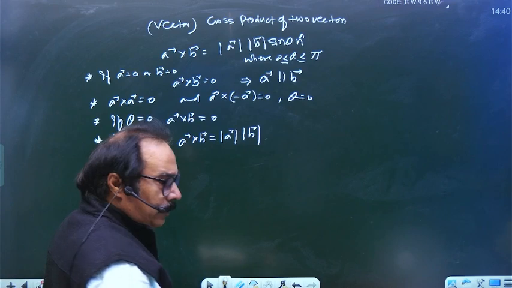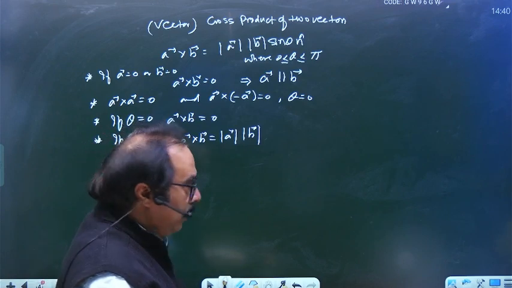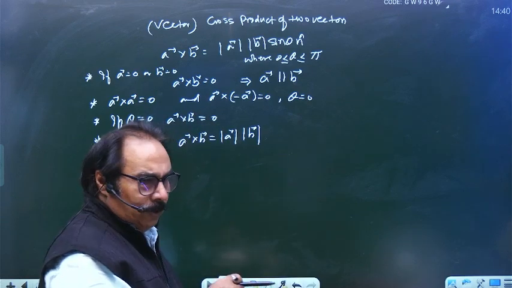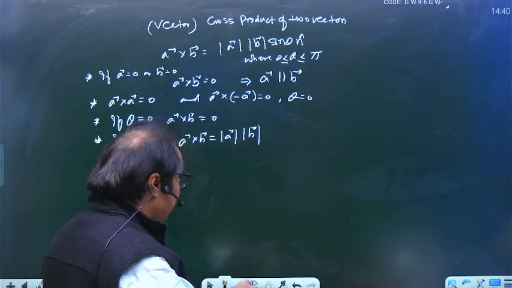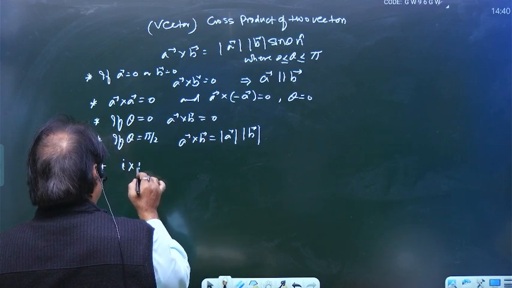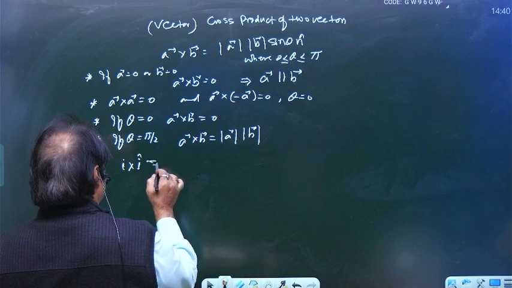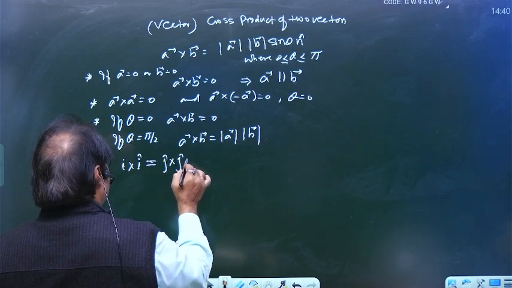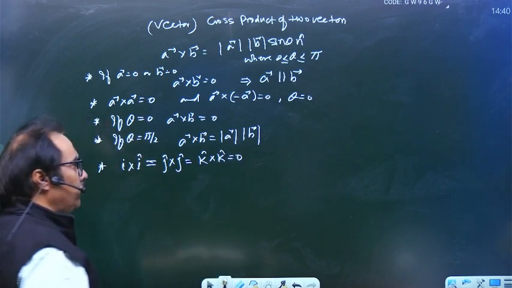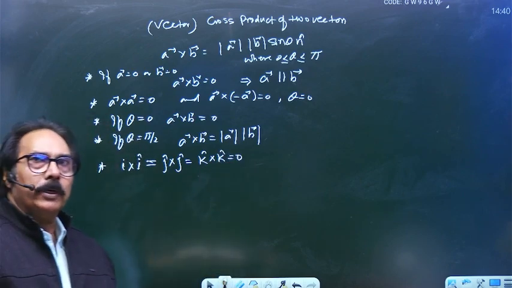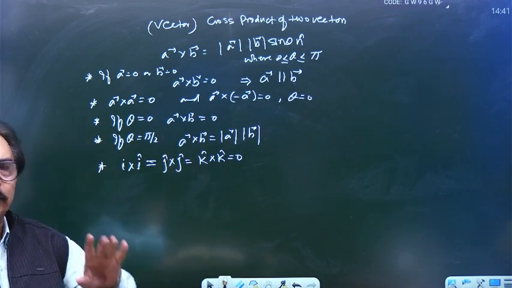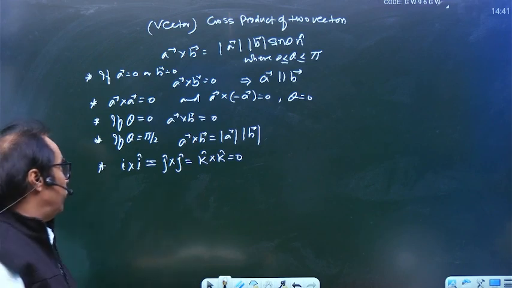Then for the unit vectors, I cross I, J cross J, or K cross K, in the same component, I cross I is equal to J cross J is equal to K cross K. In the cross product, it should be 0. In the dot product, I dot I, J dot J, and K dot K is 1. But in the cross product, it is 0.